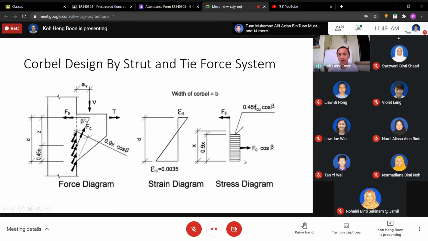Suppose it's a parabolic. The difference now is that the FC is not totally FC. We have to multiply with the angle, cos beta. If you look here, the FC is horizontal. We want to convert it to horizontal. So basically, we have to multiply the compression with a cos beta here. And the maximum stress is 0.45 FCU.